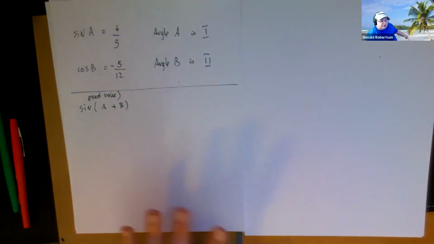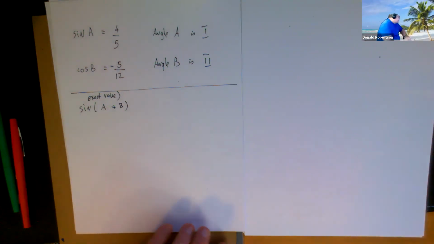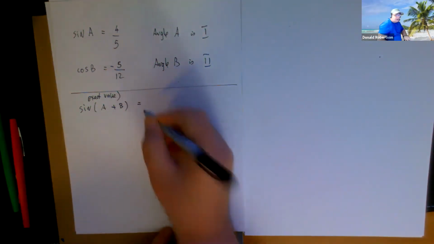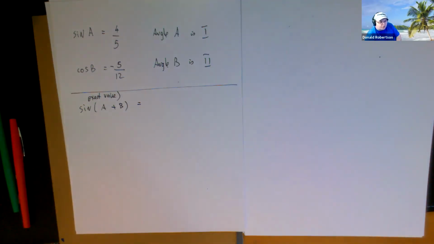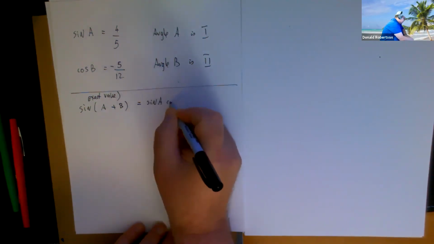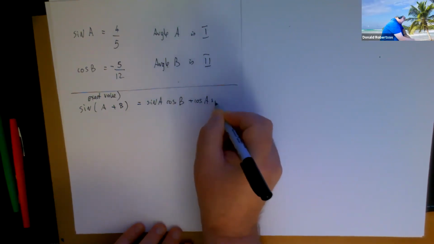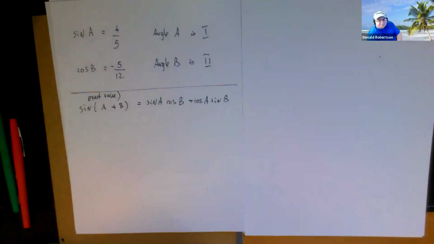So you got the gist of what this question is about. You've been told what the sine and cosine of A and B are. You've been told what quadrants those angles are in, but you're being asked to find the exact value of A plus B. First thing is, you go looking for your formula sheet and you find the sine of A plus B. And it's the sine of A, cosine of B, plus the cosine of A, sine of B. Can you trust me on that?